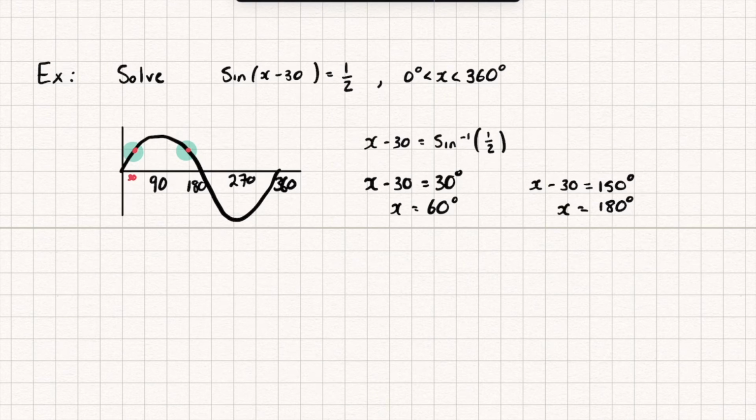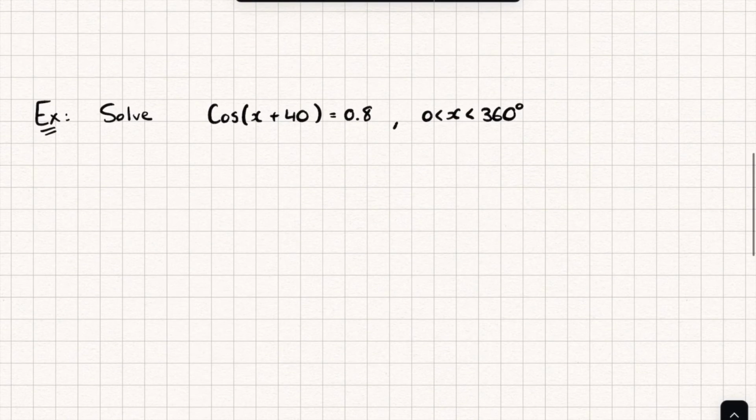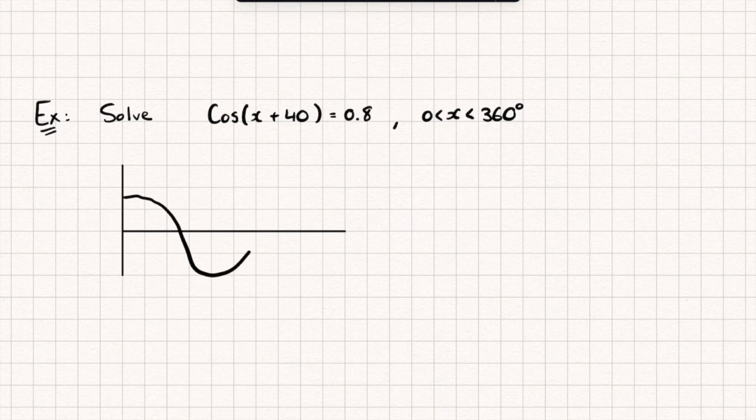Let's look at one more example, because this is quite a straightforward process really, these kinds of questions. We're solving where cos of x plus 40 equals 0.8 in the interval of 0 to 360 degrees. So the first thing I'm going to do is sketch the curve like we always do. So let's draw a sketch. It starts at 1, goes down to -1, comes back up to 1, and let's label on a few key points. So we've got 90, 180, 270 and 360.